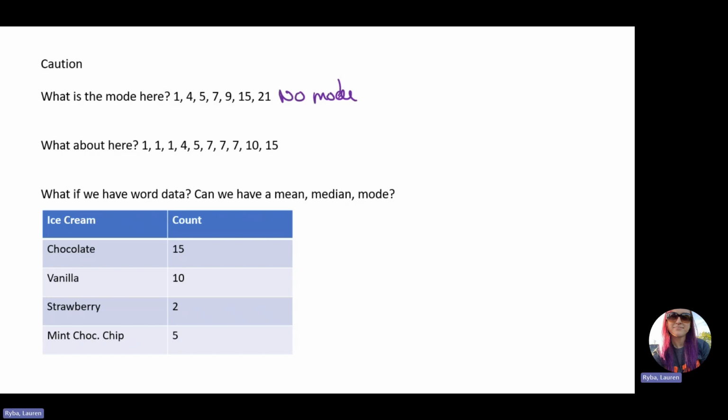We also talked about a data set where we can have more than one mode. So in this next data set, 1 happens 3 times, 7 happens 3 times. And in this case, it is called bimodal or 2 modes. Those modes are 1 and 7. Both 1 and 7 occur with the same frequency of 3, which is more than any other value.